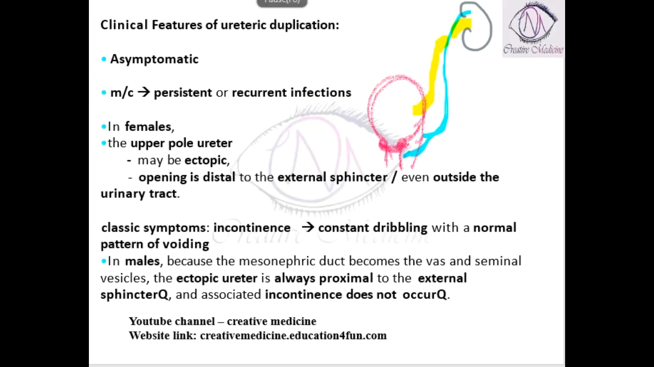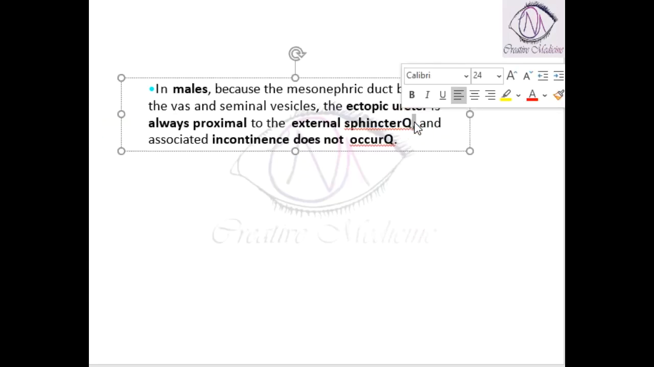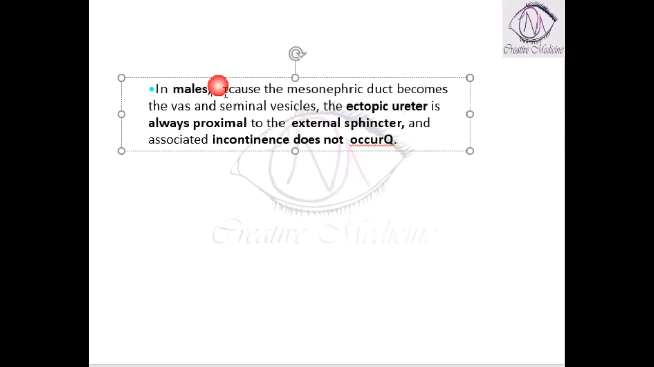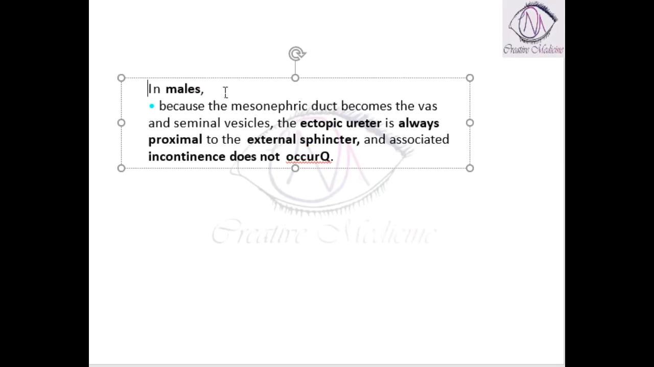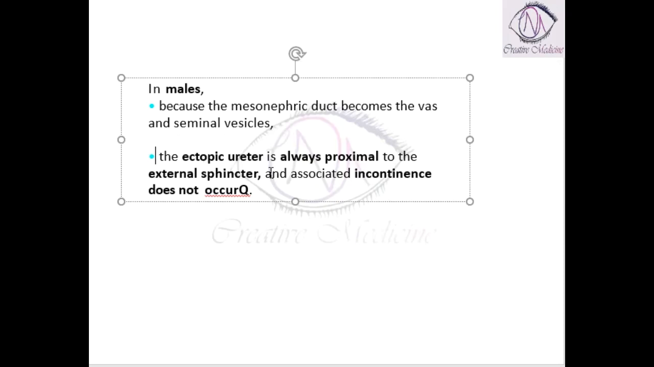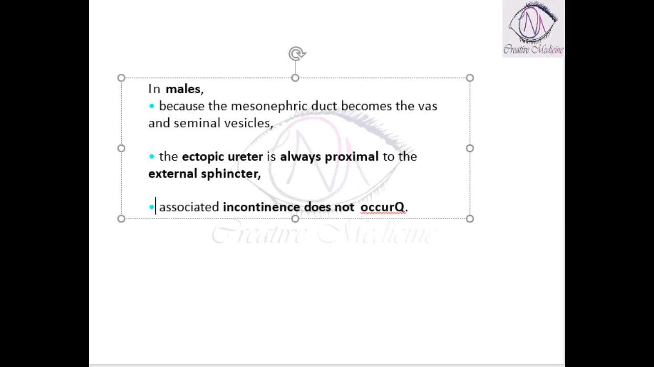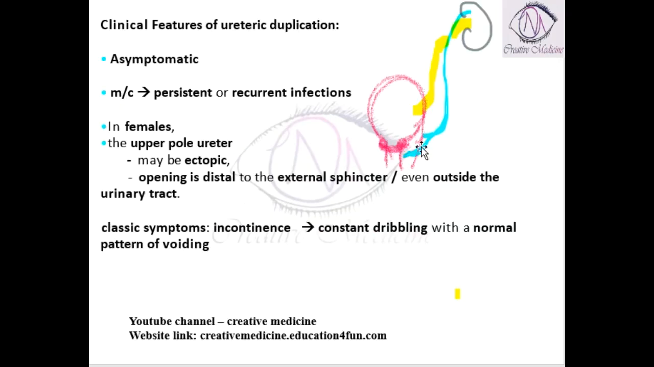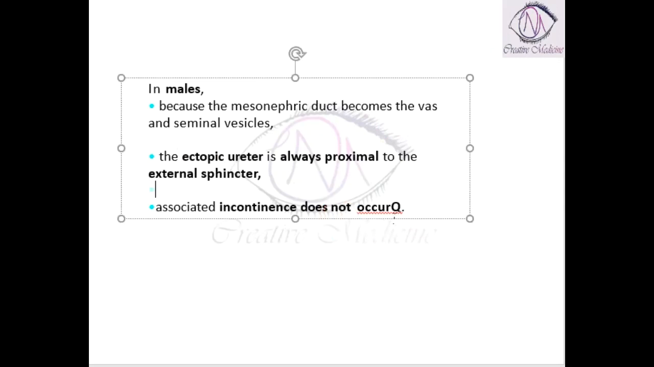Then in males, because the mesonephric duct becomes the vas deferens and the seminal vesicles, the ectopic ureter is always proximal to the external sphincter. As a result, the incontinence which we have seen here will never occur in males, because the ectopic ureter in males is always proximal to the external sphincter.